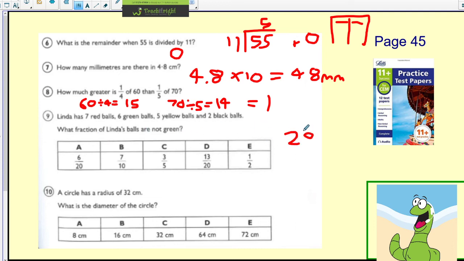So I know that it's out of 20. And then how many are not green? Well, 6 of them are green. That means there are 14 that aren't green. And this is now a fraction that I can simplify. So just be aware, if you ever get a chance to simplify, you must, and that simplifies down to 7 over 10. So number 9, 7 over 10.